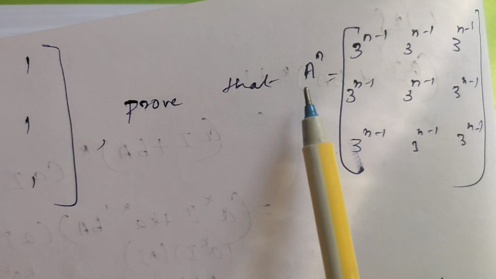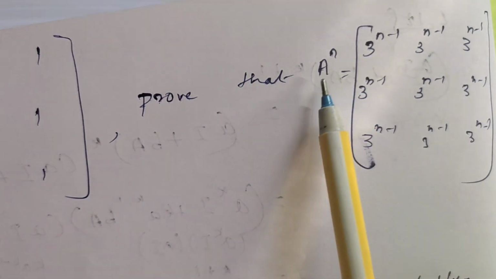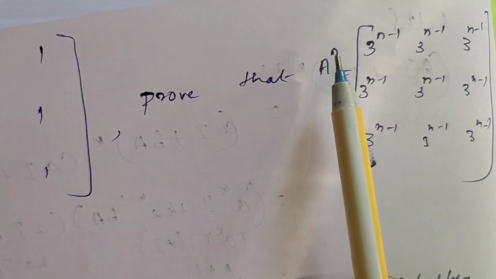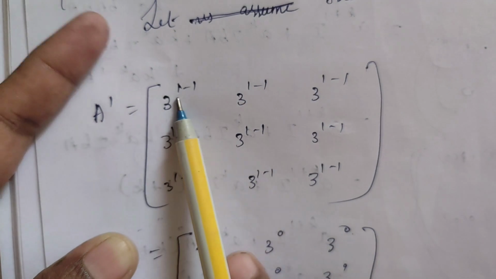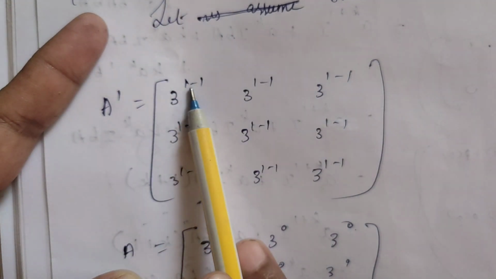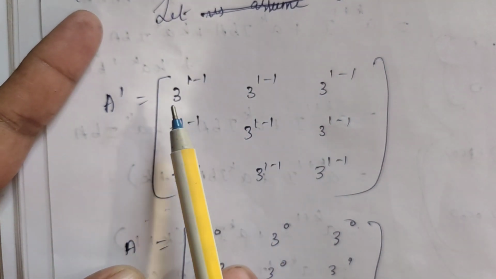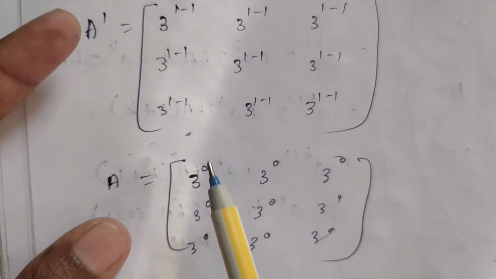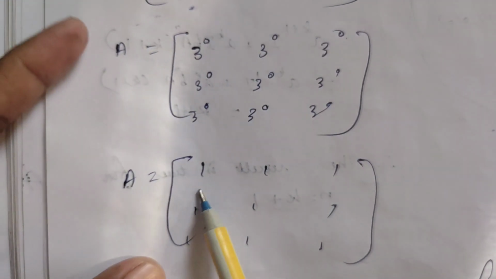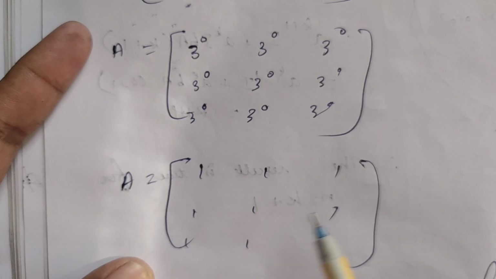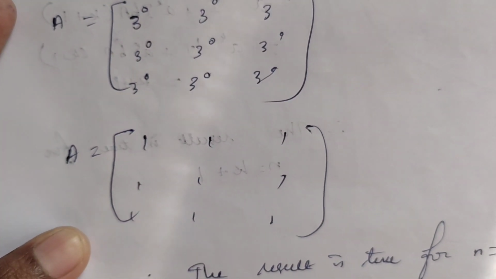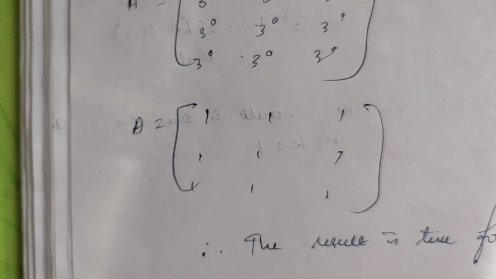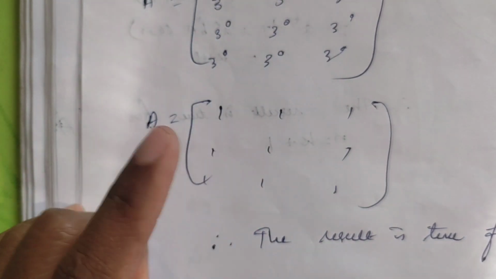The first step is we have to prove this result is true for n equal to 1. So for n equal to 1, A power 1 is equal to 3 power 1 minus 1. What is 3 power 1 minus 1? 3 power 0. 3 power 0 is nothing but 1. So A is equal to the matrix of all 1s. So the result is true for n equal to 1. Why is it so? Because this is the given matrix in the equation.